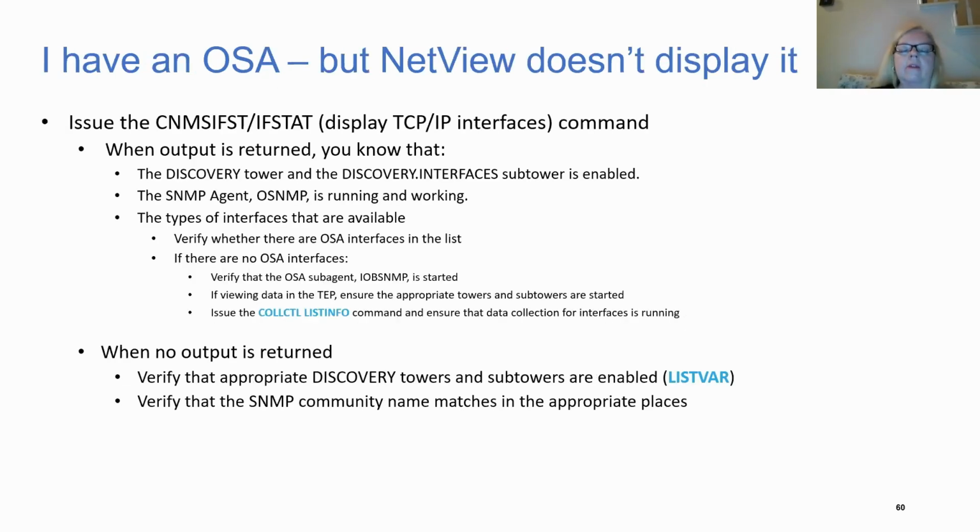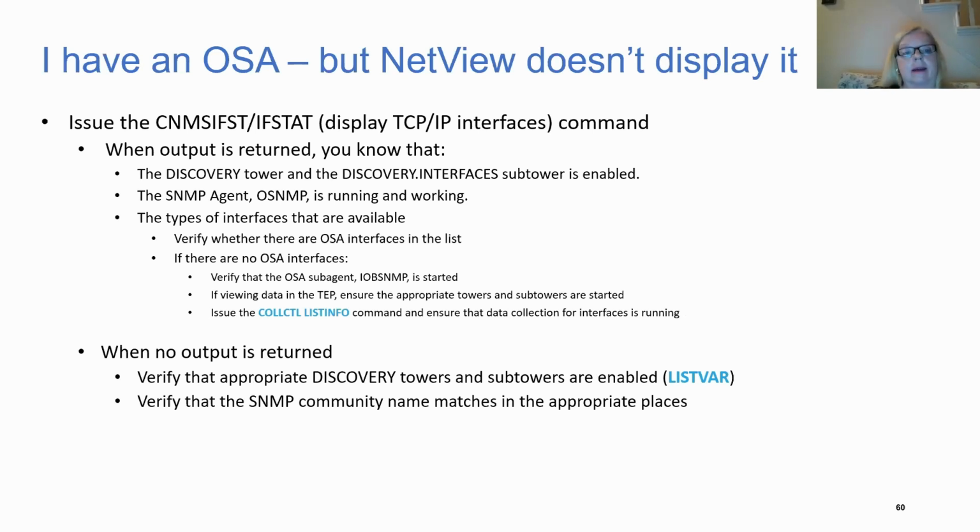Okay, and this is a common one. I have an OSA, but NetView doesn't display it. So these are the steps here that you'll want to go through. When no output's returned, I'm going to start with the simpler case down at the bottom. Make sure that the appropriate discovery towers and subtowers are enabled using the LISTVAR command, and make sure that the SNMP community name matches in all the appropriate places.